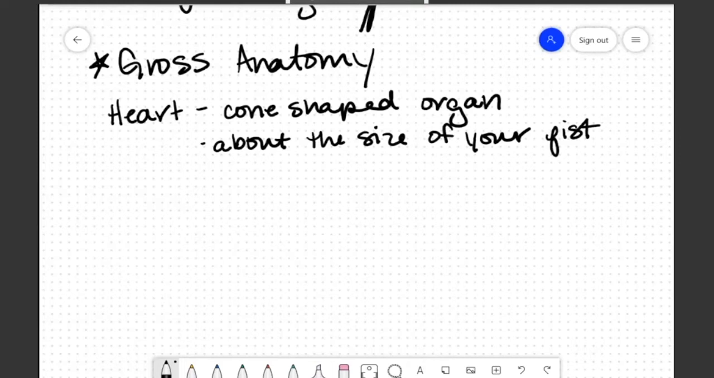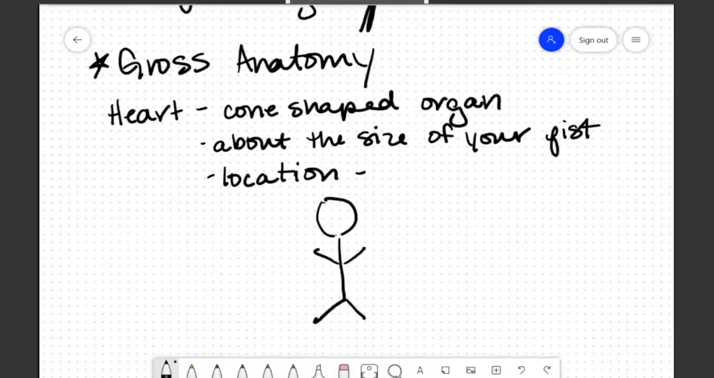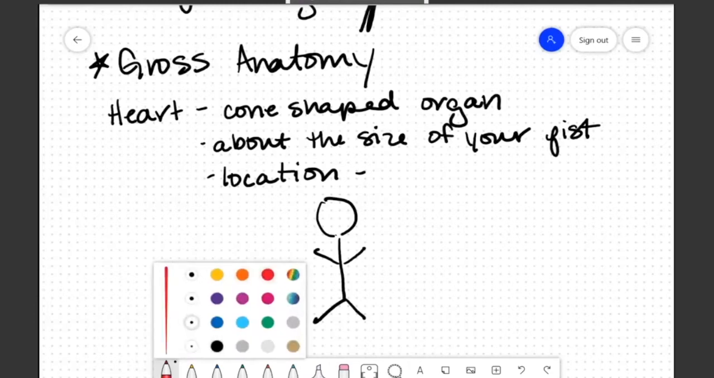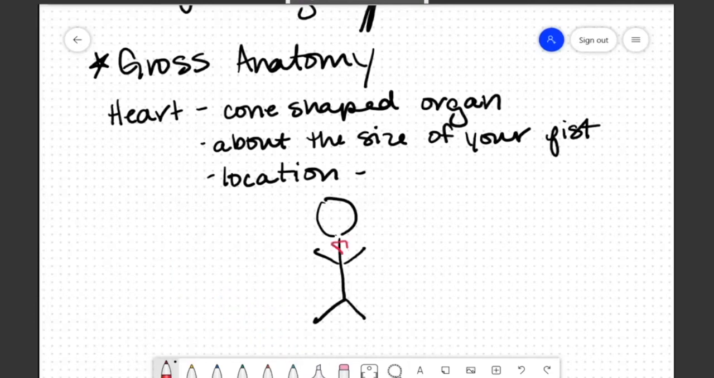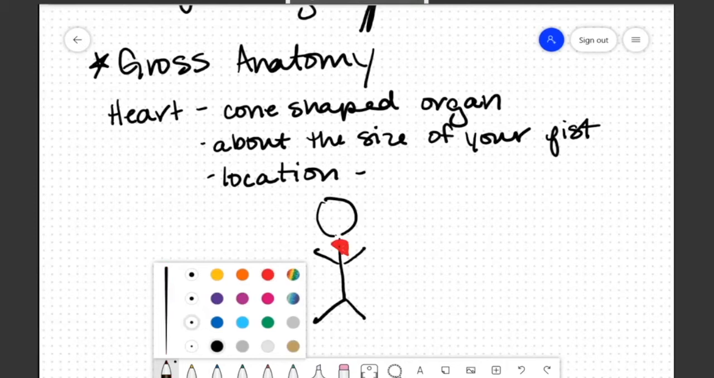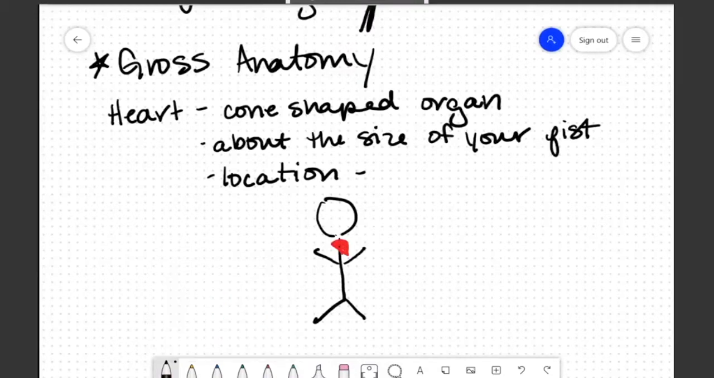Where it sits in the body. So it has a fun location in the body. We take our lovely little stick figures, which I'm a big fan of because I am not a fantastic drawer. The heart will actually sit where we're used to talking about it, kind of right here. So remember, it is a cone-shaped organ, and it sits about right here. So when you do the Pledge of Allegiance and you place your right hand kind of to the side of your sternum, that's not actually where your heart is.